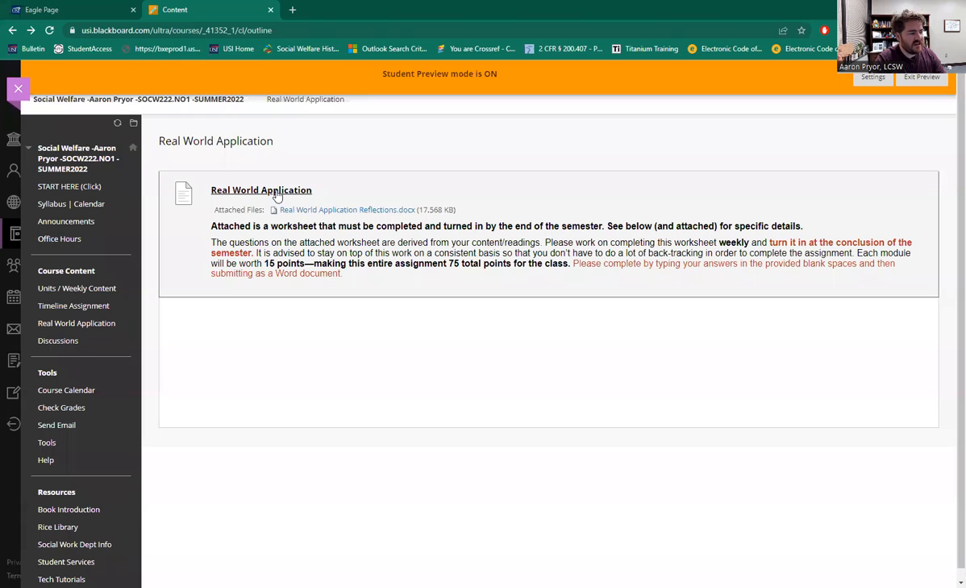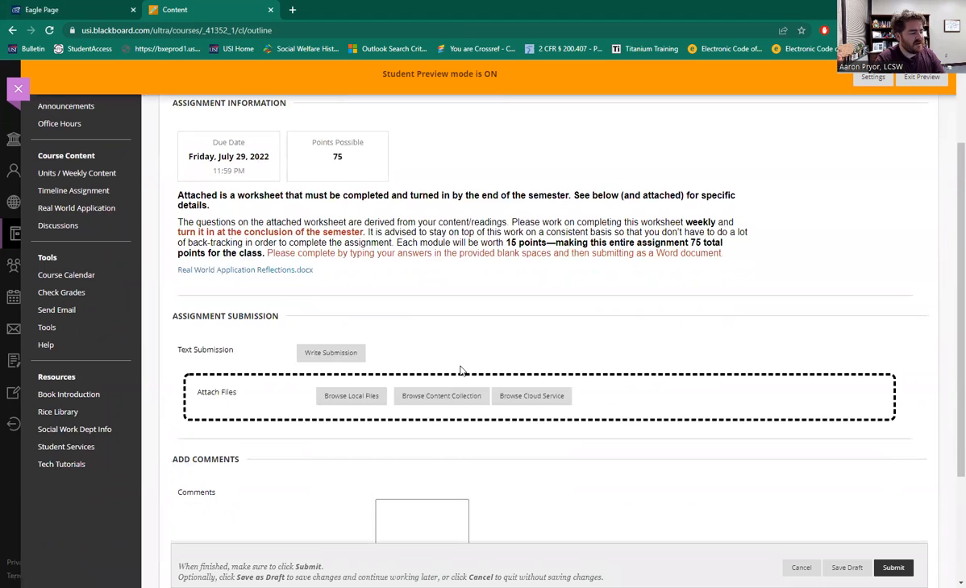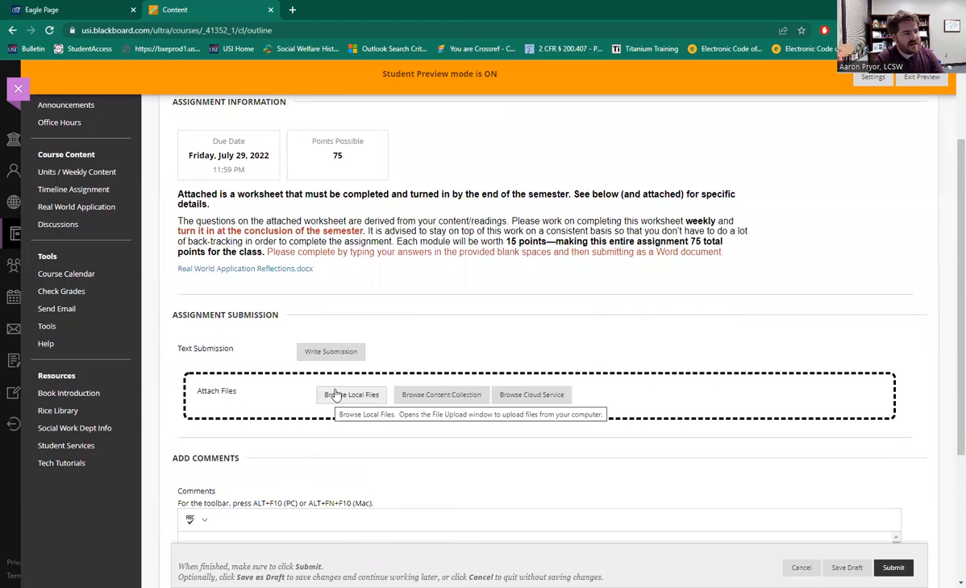When everything is said and done, you are going to come in here and click on the real world application. You'll have this saved as a Word document. You're going to browse local files and drop that in there. This is due Friday, July 29th, which is the last day of class. It's worth 75 total points for the class, and I'll be grading to make sure that you have synthesized the material.